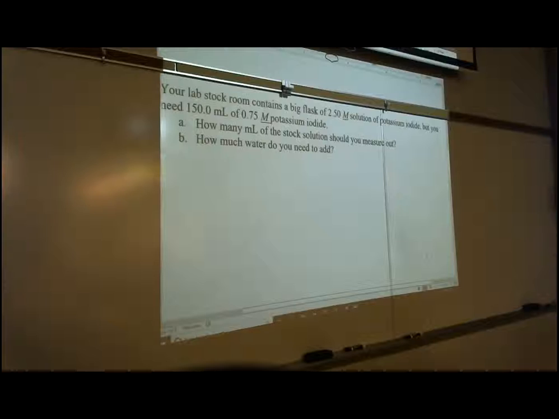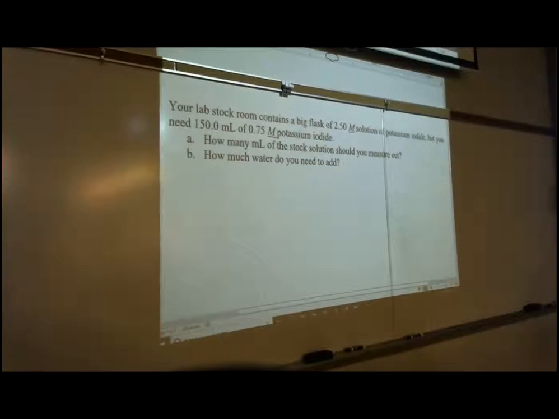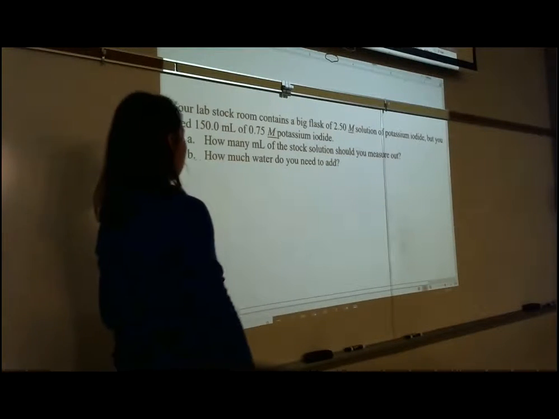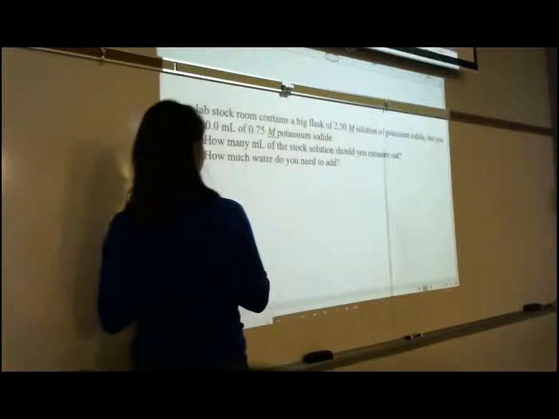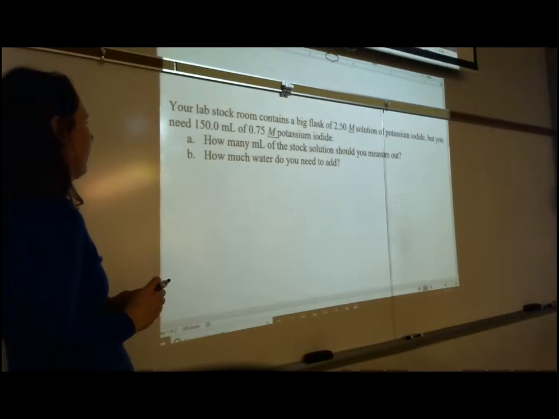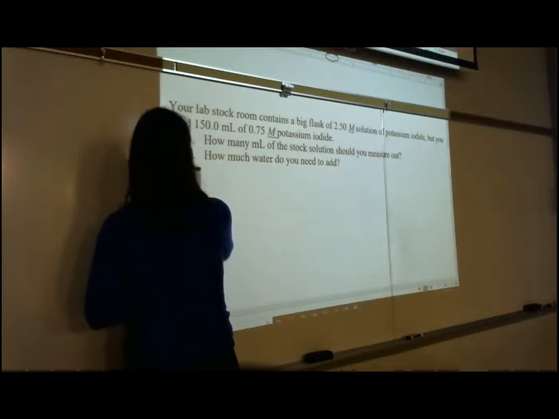The lab stockroom contains a big flask of 2.5 molar potassium iodide solution, but you need 150 milliliters of 0.75 molar solution. How many milliliters of the stock solution should you measure out? That's bad grammar, but that's okay. How much water do you need? So let's figure out this one first.